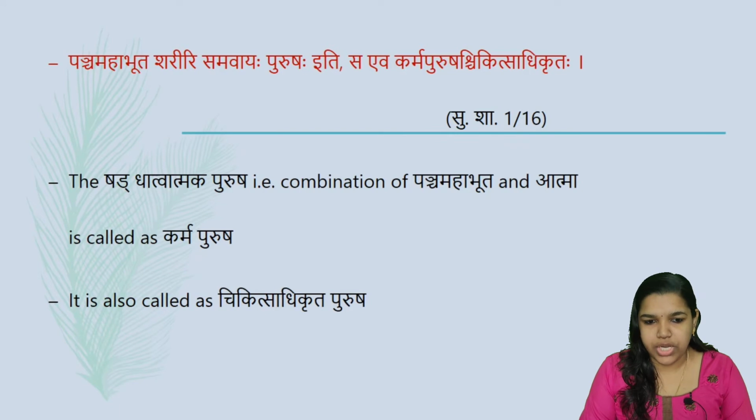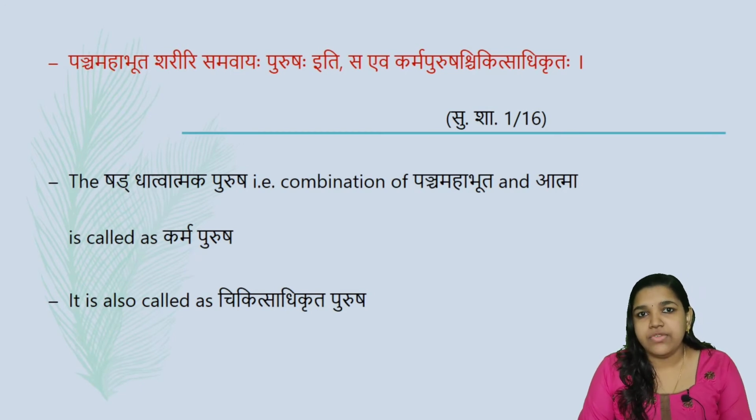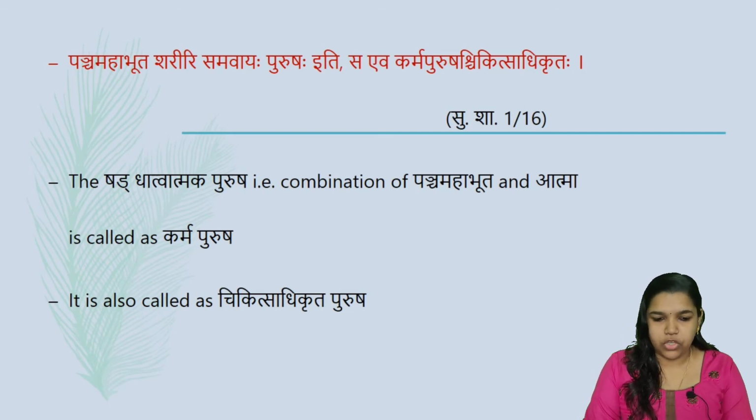Panchamahabhuta Shariri Samavayah Purushaha iti sa eva Karma Purusha Chikitsadhikritaha. So this Purusha is considered to be Karma Purusha as well as Chikitsa Purusha as per Sushruta Samhita. That is, we have already mentioned the Samyogaja Purusha or Shaddhatwatmaka Purusha. That is, the combination of Panchamahabhuta and Shariri or Atma makes the Purusha, and we called it Shaddhatwatmaka Purusha. And this same Shaddhatwatmaka Purusha or Samyogaja Purusha is considered to be Karma Purusha or Chikitsadhikrita Purusha. That is, the karma will be done by this particular Purusha, and also this Purusha is the Adhikrita or Adhisthana for Chikitsa. So as per Sushruta Samhita, this Shaddhatwatmaka Purusha is also called Karma Purusha and Chikitsa Purusha or Chikitsa Adhikrita Purusha.